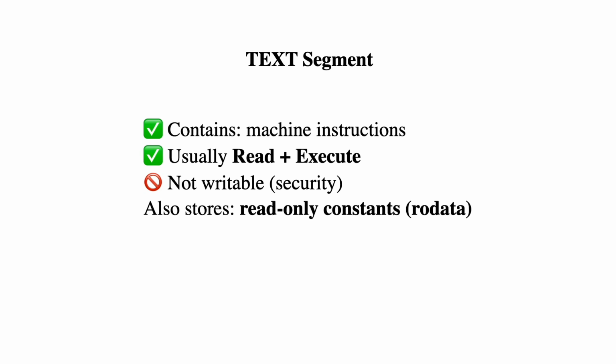Let's see what the text segment is. Text is your actual compiled CPU instructions. It is usually read plus execute, so nobody can overwrite your code at runtime. That is also why bugs like buffer overflow try to jump into executable memory. And it also stores read-only constants, which is RO data.